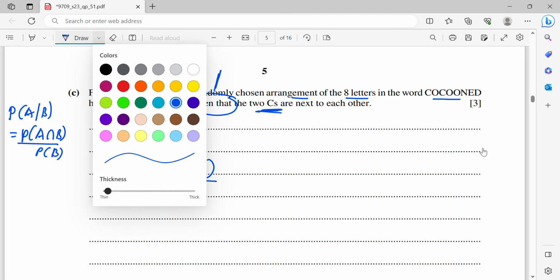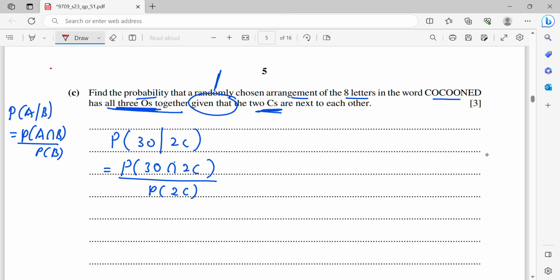Okay, so now my diagram, or probably I just draw this, 3 O's together means I put them in a group, and then 2 C's are next to each other, that means I put them in a group as well. So remember, at first you have 8 letters. So now we have considered 5. That means you still have 3 more left, which are the N, E, D. Now, the question doesn't mention that it must start with the O and then be followed by the C, which means that it can be in any order.